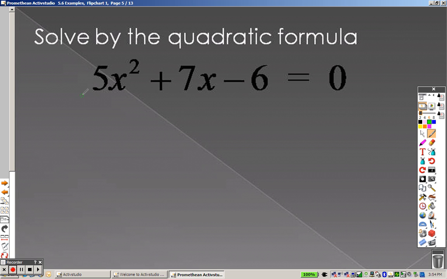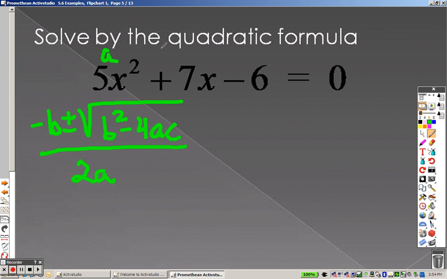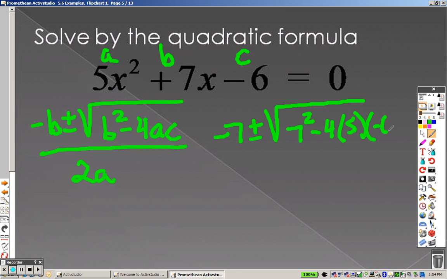Quadratic formulas are the same, so this will be the last one here that I do. It's negative b plus or minus the square root of b squared minus 4ac all over 2a. And this is a, this is b, and this is c. So once again, it's negative 7 plus or minus the square root of 7 squared minus 4 times 5 times negative 6 for c all over 2 times a, which is 5.